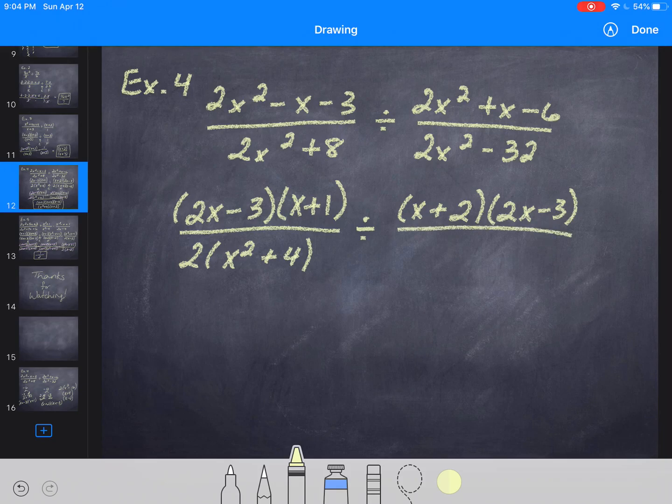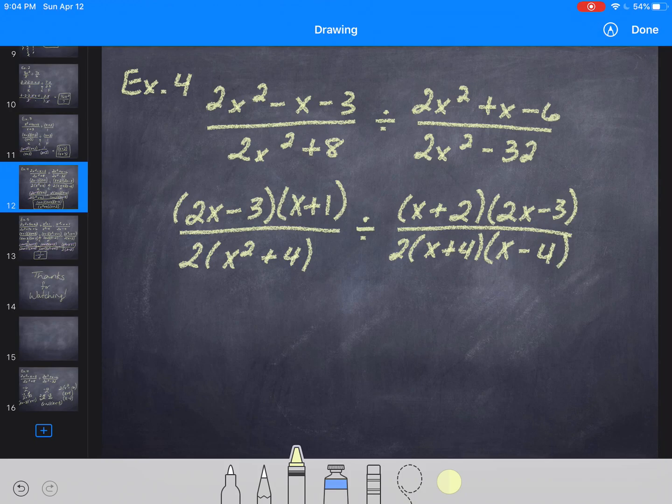Divided by. Now I'm going to factor my second denominator using GCF and difference of squares. Pause here so you can factor. My factors are 2 parentheses x plus 4, x minus 4.